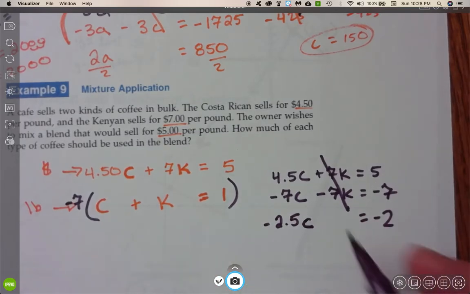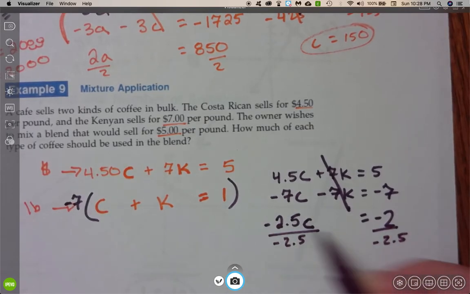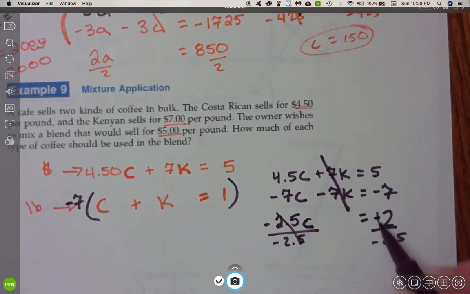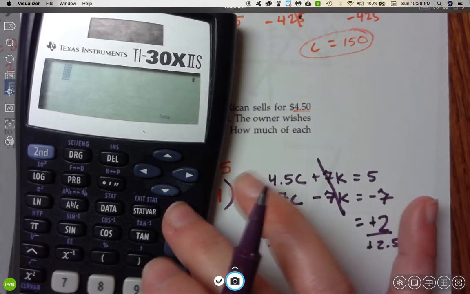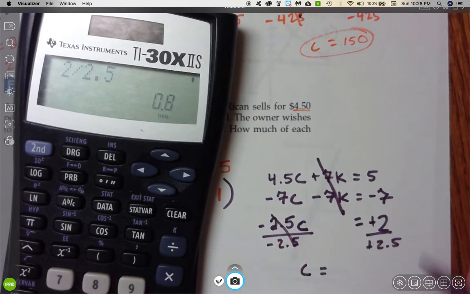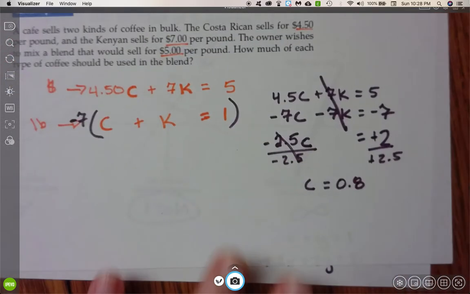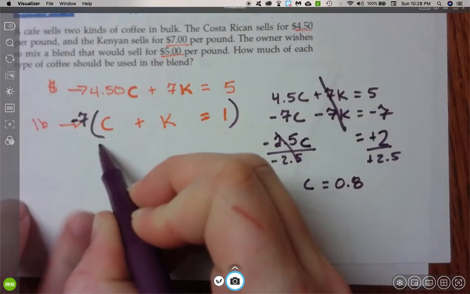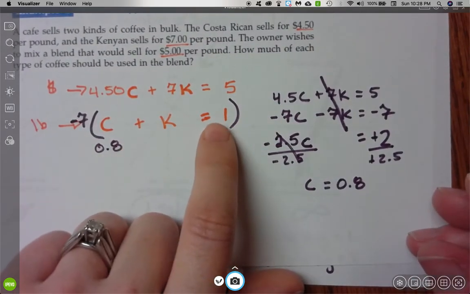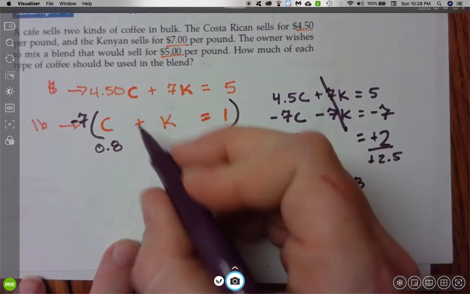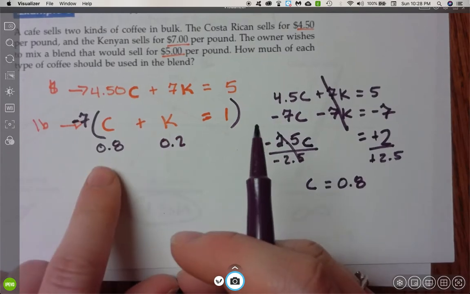Then I would just divide by -2.5 to get C by itself. Those negatives are going to cancel. C equals 2 divided by 2.5, and that is 0.8. So here's how this works. C ends up being 0.8. If I want C plus K to add up to 1, then K is 0.2. So this is 0.2 pounds and 0.8 pounds gives me 1 pound.